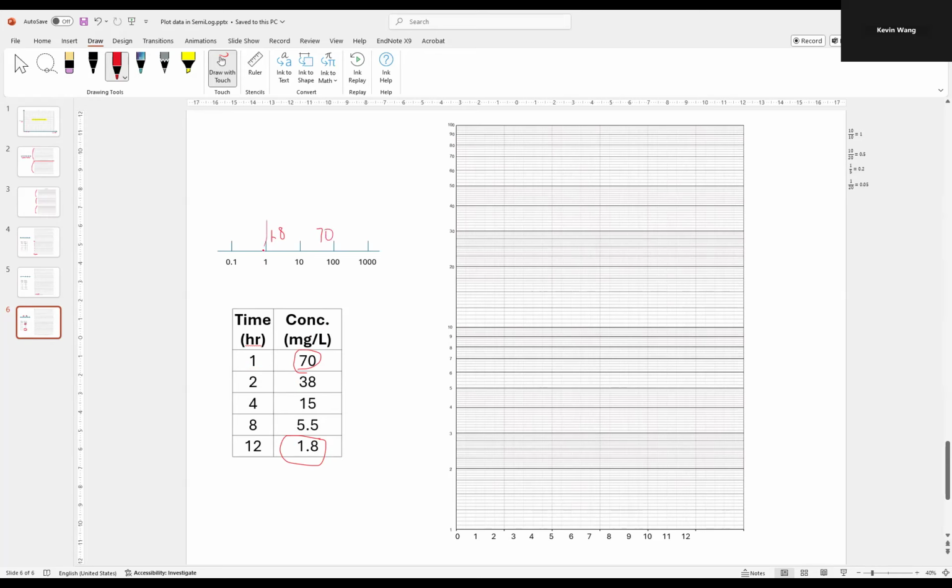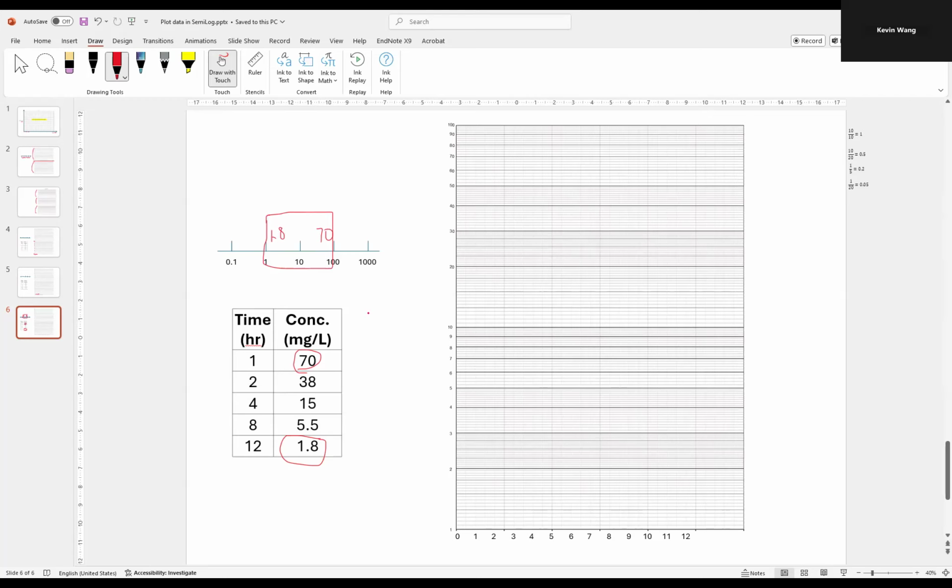So therefore, you can see 2 cycles will be sufficient, right? So 1 to 10 and 10 to 100, right? 2 cycles will be enough to cover all the data sets, right? So now we can start to plot the data.